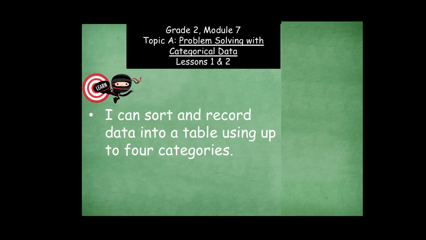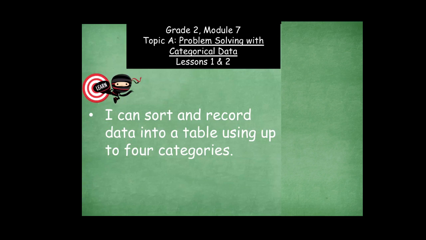We are just starting Module 7 and we'll be diving into Topic A. Topic A is all about problem solving with categorical data. When I think about categories, I think about things that have been sorted in a special way that help me to be more organized. So we're going to use some organization as we move through our math for this lesson. We'll be moving through lessons 1 and 2 in Module 7.